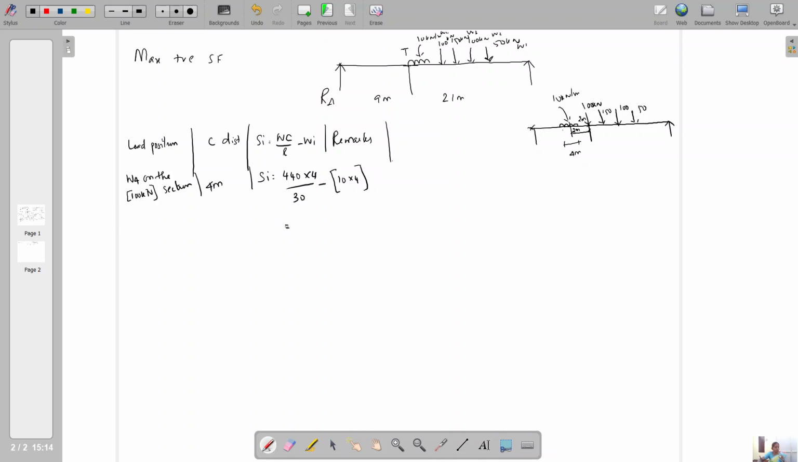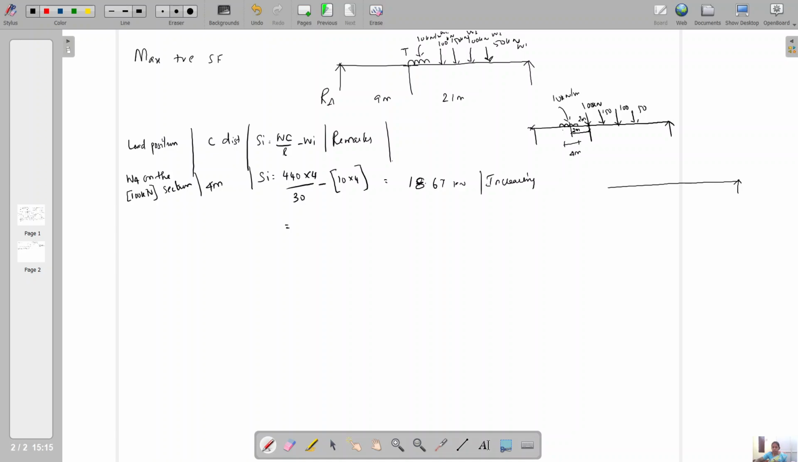Okay, you calculate this value and check whether it is positive or negative. Okay, I got a positive value, 18.67 kilonewton. It is an increasing trend. It shows an increasing trend of shear force. We can move on to the next trial also.